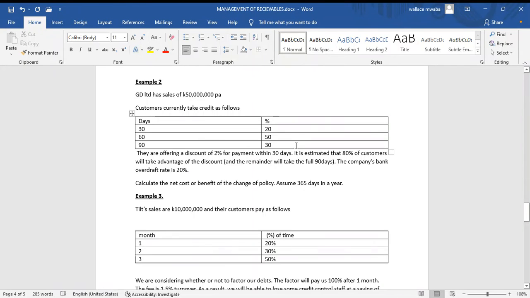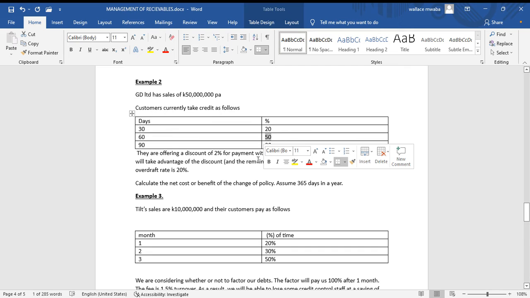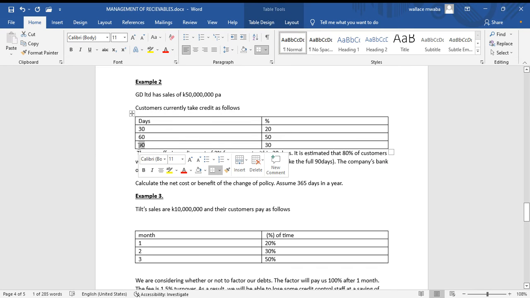GD Limited has sales of 50 million per annum. Customers currently take credit as follows. After 30 days, 20% of our customers pay us. After 60 days, 50% of our customers pay us. And after 90 days, another 30% of our customers pay us.